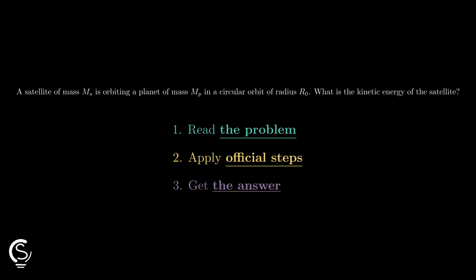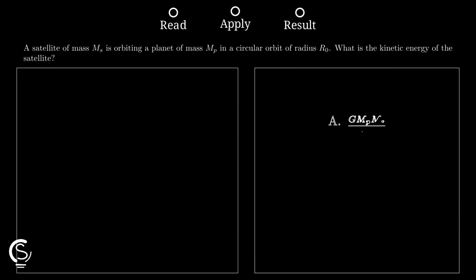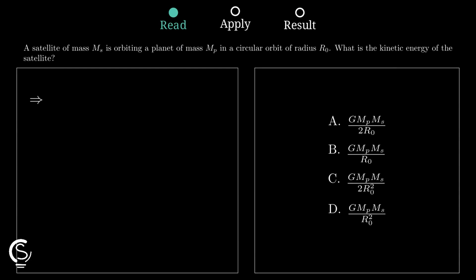I got your back. Satellites in orbit follow strict physics rules that we can solve in seconds. Let's find the kinetic energy for this circular path right now. First, we must equate the gravitational force to the centripetal force. This means setting G times both masses over the radius squared equal to the mass times velocity squared over radius.